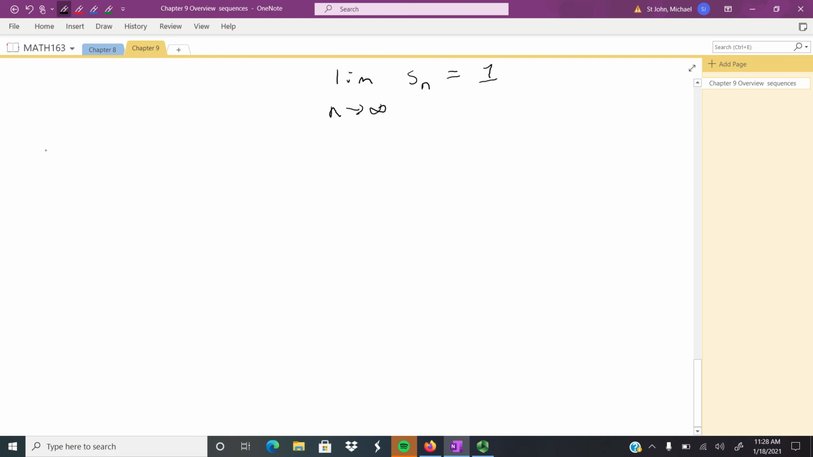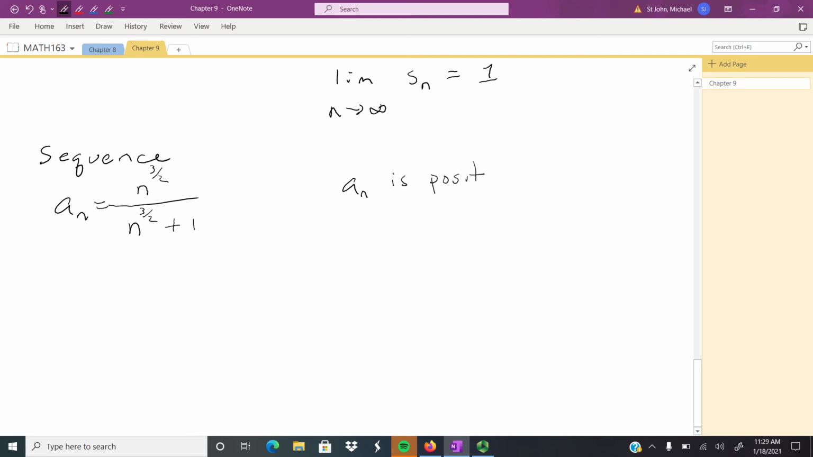So let's say we now have this sequence here. A sub n is n to the 3/2 over n to the 3/2 plus 1. So A sub n is positive and increasing. Right?